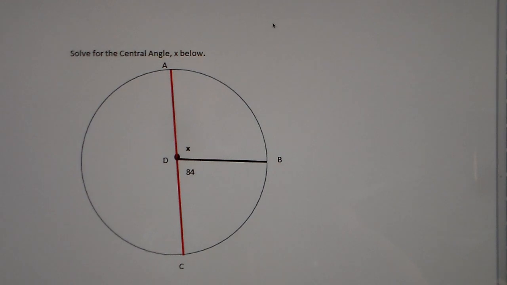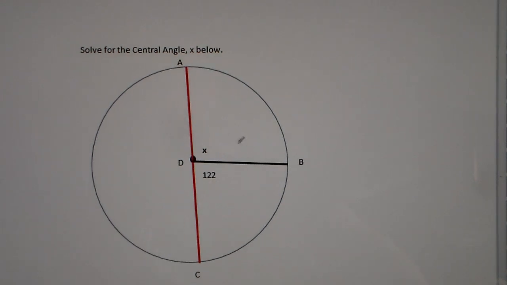Now, we talked about there's 360 degrees inside of a circle. Well, the diameter chops a circle in half. So you got to ask yourself, well, what is half of 360? Well, half of 360 is 180. So on one side of this diameter, there's a total of 180 degrees. To find the value of x, we do 180 degrees minus that given 84. So 180 minus 84 gets us 96. So the value of x is equal to 96 in this problem.